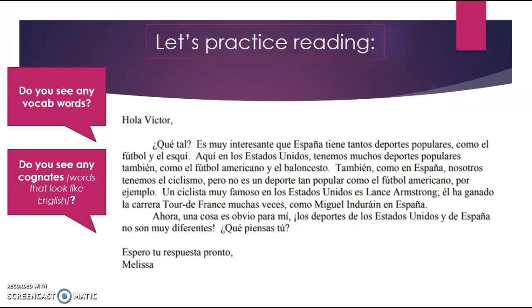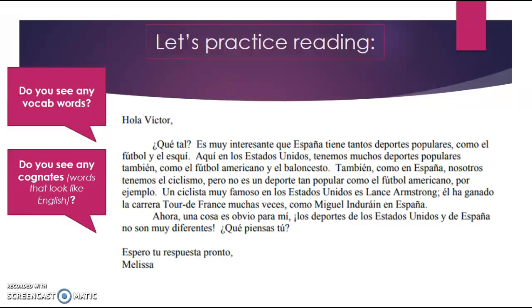So we're talking about clearly sports. We've got a couple of professional athletes that they're discussing, and we know that Melissa is writing to Victor. So now that we've established that, you'll want to look to see, okay, what are we talking about? Why are we talking about these sports? Why are we talking about these particular athletes?